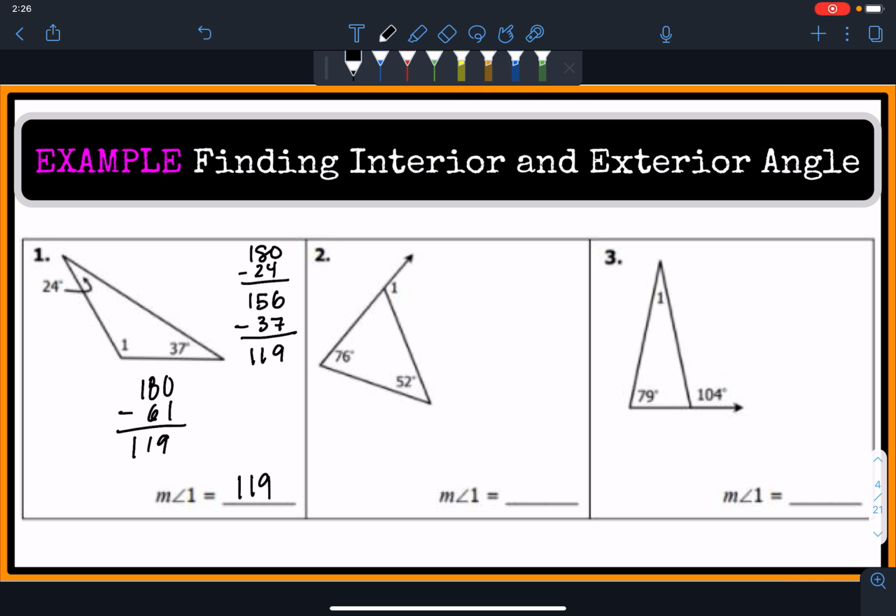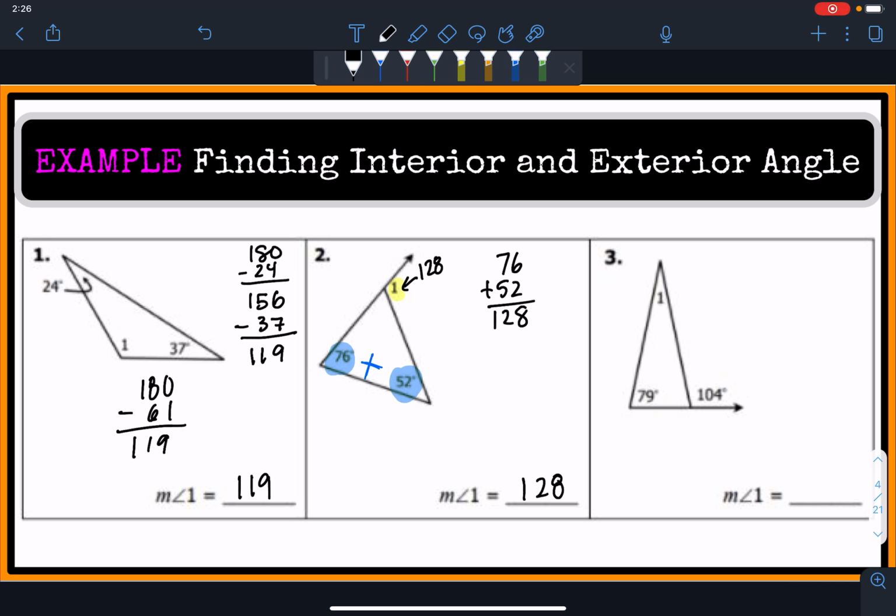On the second example, since the third angle that's given to us is on the outside, notice again we extend this triangle outwards and we have this angle right here. The measurement of that angle 1 is equivalent to the sum of these two angles here. So adding 76 with 52, which is equal to 128, is the angle measurement of that one right there. So that's equal to 128.